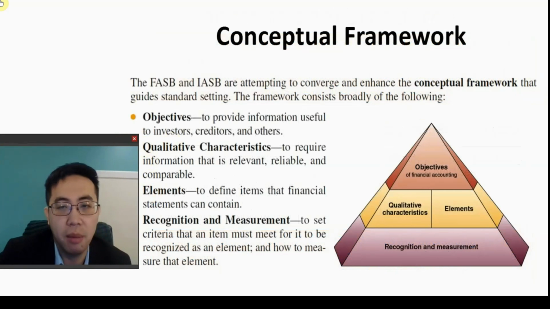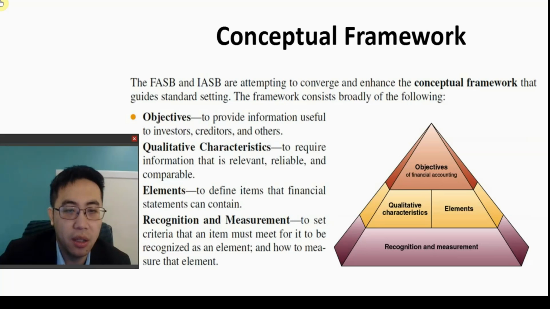You should know that on the top of the pyramid are the objectives, to provide useful information to investors, creditors, and others. The investors would be debt investors and also equity investors, and the creditors could be long-term debt holders or short-term debt holders. The qualitative characteristics are to acquire information that is relevant, reliable, and comparable, as I mentioned in the GAAP principle.